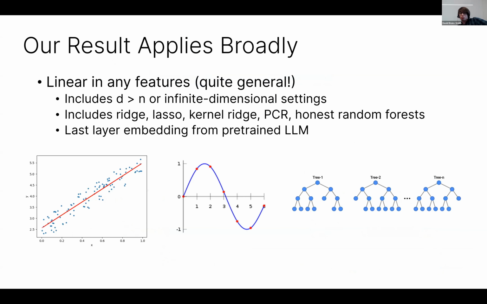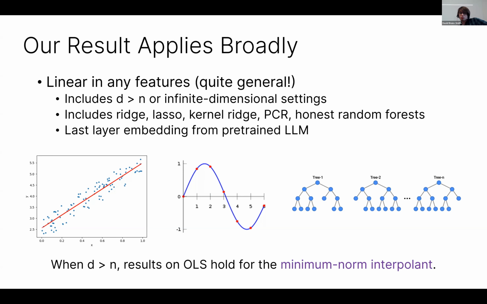Our result applies pretty broadly. It can be linear in any types of features. So this includes the D bigger than N setting, or infinite dimensional settings like the RKHS case. Includes ridge, lasso, kernel ridge, principal component regression, but also honest random forests, or the last layer embedding from a pre-trained LLM. It doesn't include settings that are fundamentally nonlinear. So if you were to do full fine-tuning of an LLM, then our numerical results wouldn't hold.